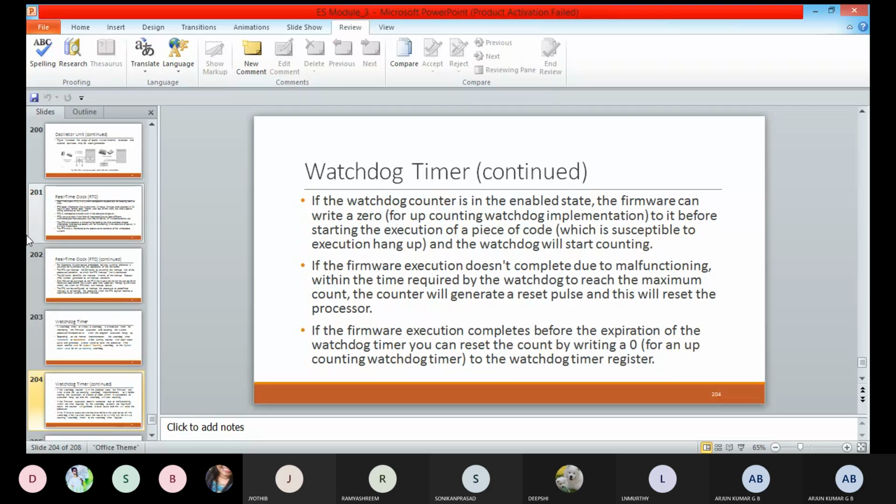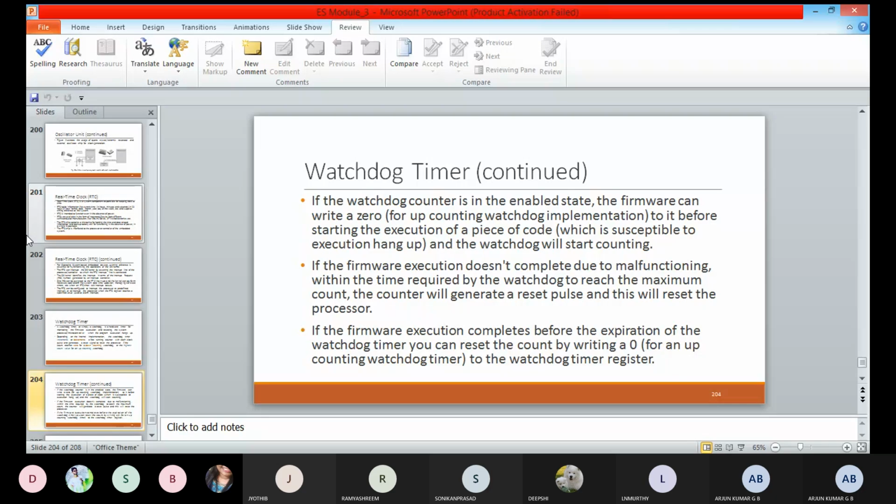So before starting the execution of a piece of code, the watchdog will start counting. Similarly, if the firmware execution does not complete, due to a variation, an interrupt, or an error occurring during the execution process within that particular time, then the watchdog will reach the maximum count, and it will signal the processor to reset. That's why the counter should automatically generate the reset pulses, and this will reset the processor.